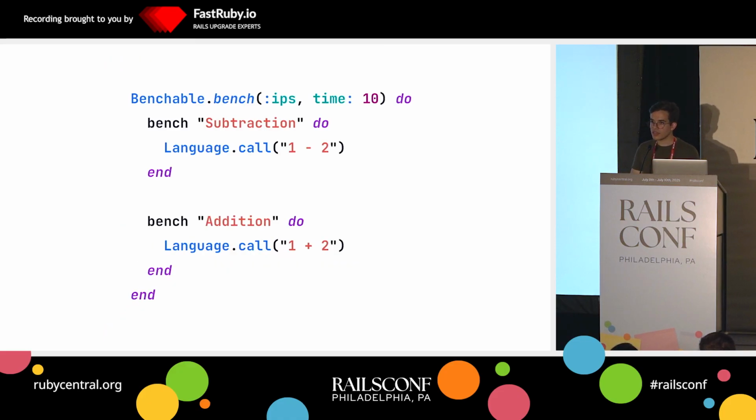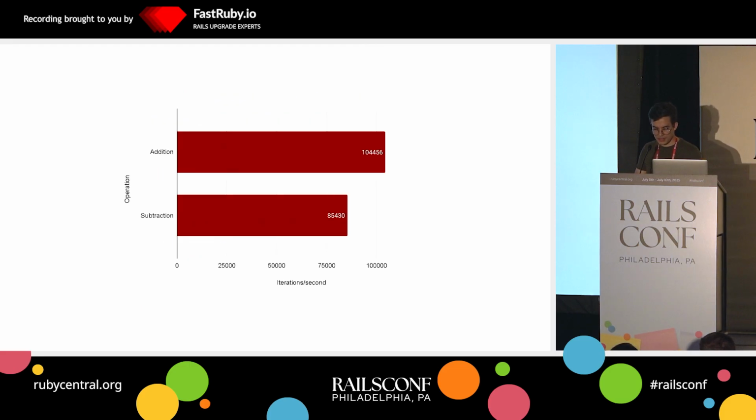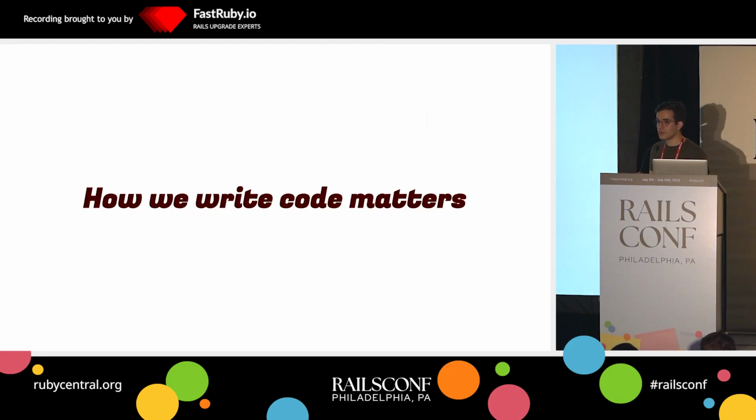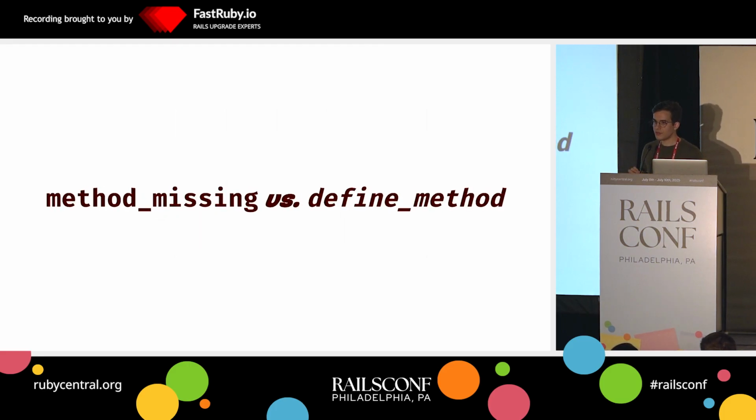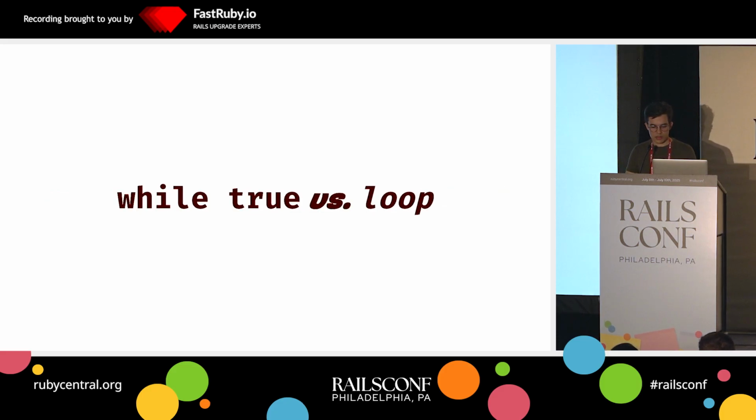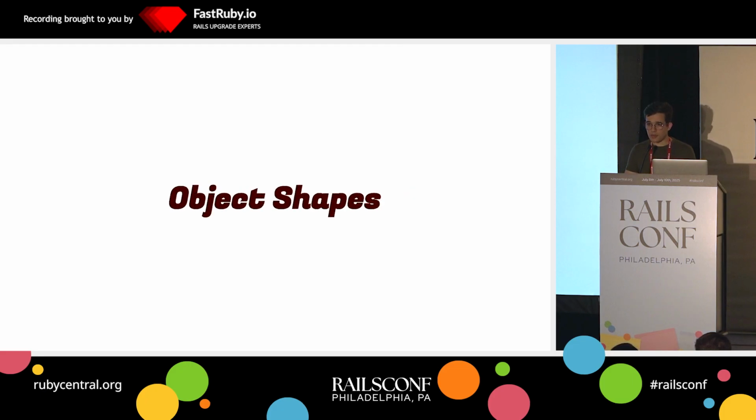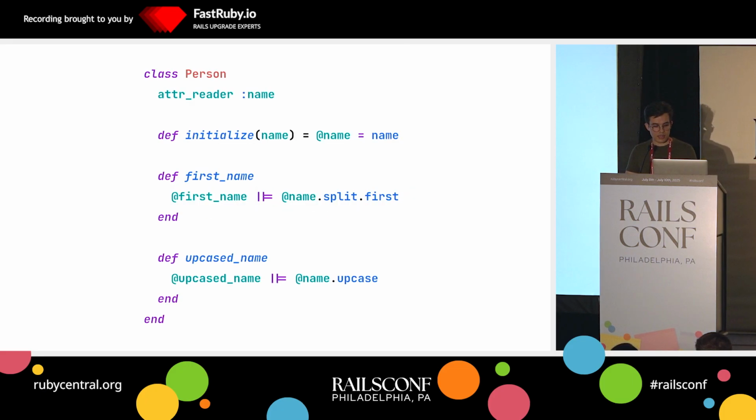And if you benchmark this, you'll see that now addition is 20% faster than subtraction. What I'm trying to say here is that how you write code matters. There's a difference between using method_missing or define_method. There's a difference between while true and using loop. And because of object shapes, there's a penalty if you use too much memoization in your code.